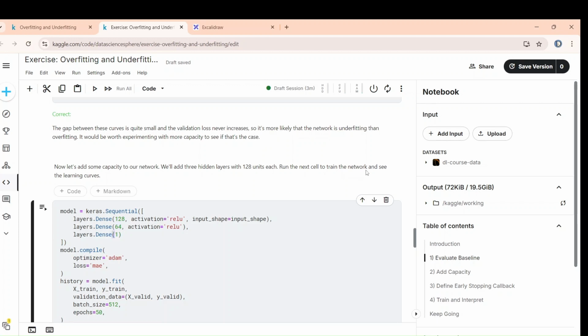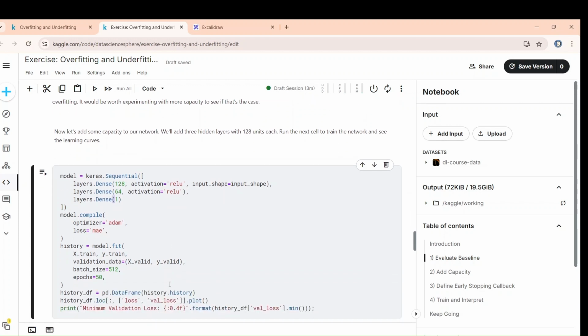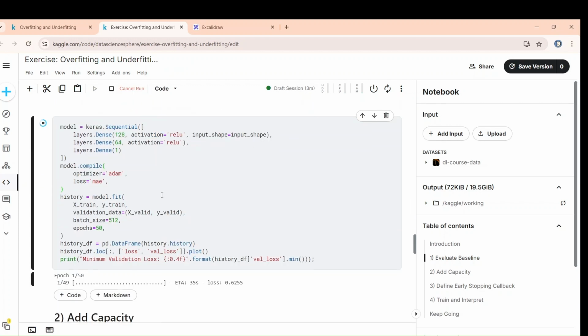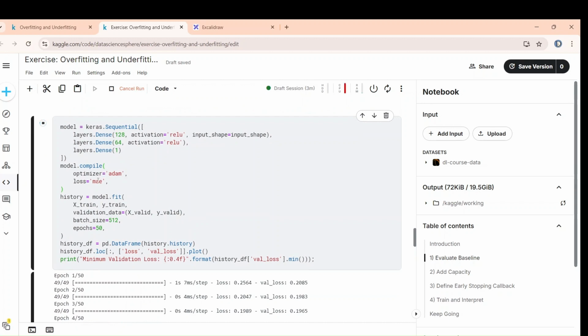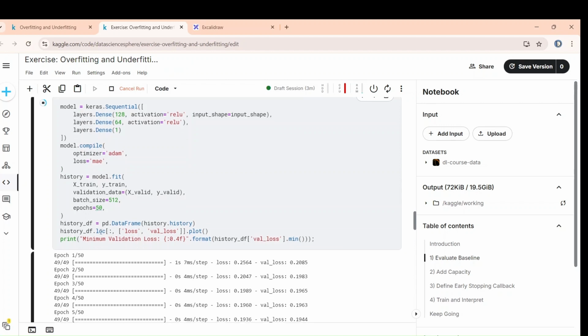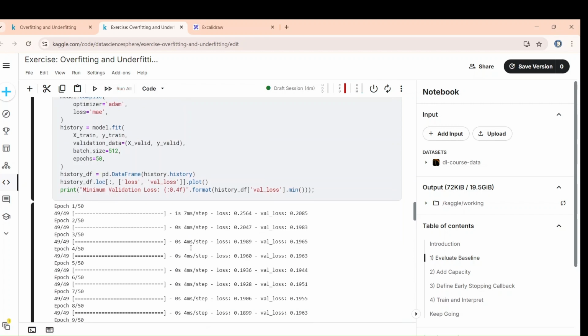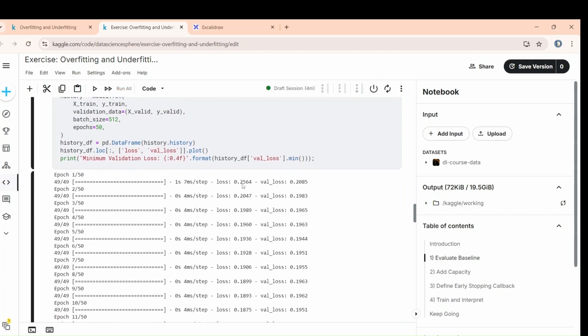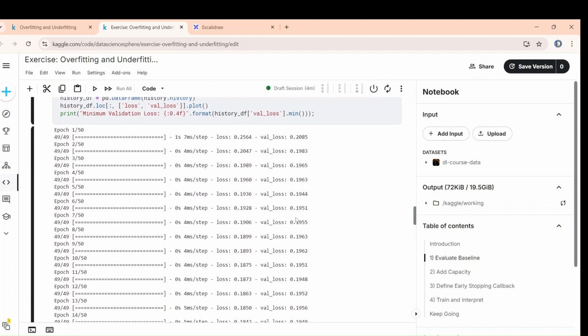Run the next cell to train the network and see the learning curves. Let me first run it. Compile, optimizer Adam, loss MAE, model.fit with x_train, y_train, validation data, batch size given, epochs given. You have converted it into a data frame, and you have plotted it also. Okay, first check the history. See here, loss: 0.25, 0.24, 0.19, getting reduced. Validation loss: 0.20, 0.19, 0.19, getting reduced.